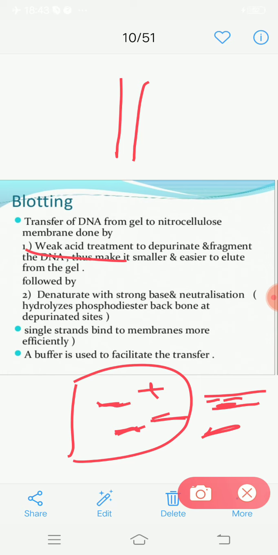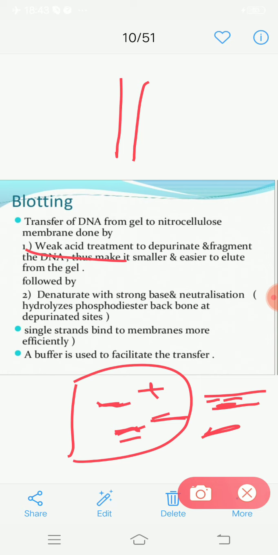So you have to make it single stranded. How to make it single stranded? You have to break the bonds in between. How to break this? First of all, treat with a weak acid so that it gets depurinated. After that, treat with a strong base and neutralize it.